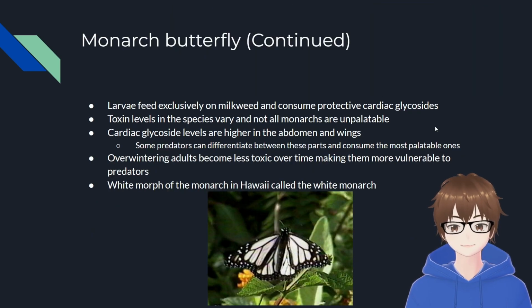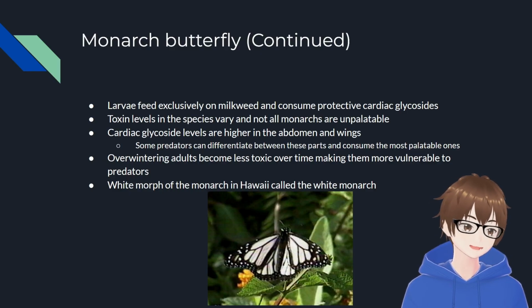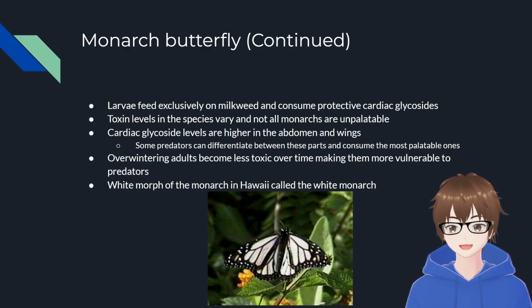So the larvae feed exclusively on milkweed and consume the protective cardiac glycosides. The toxin levels in the species vary, and not all monarchs are unpalatable, so some can still be eaten. The cardiac glycoside levels are higher in the abdomen and wings, and some predators can differentiate between these parts and consume the most palatable ones. So, since the abdomen and wings have the higher levels, it can try to eat like the heads or whatnot, or the thorax, I guess. Then the overwintering adults become less toxic over time, making them more vulnerable to predators as they age.